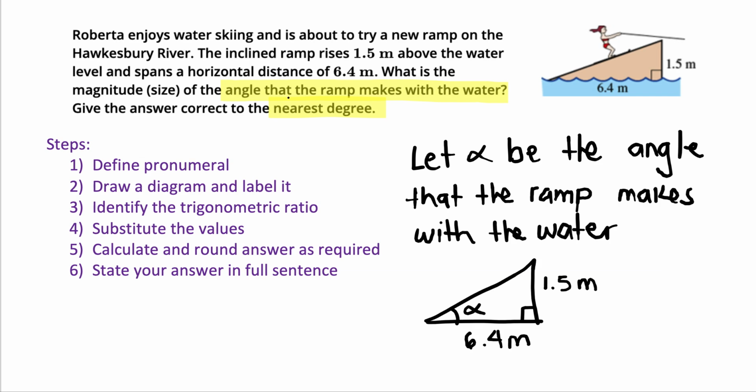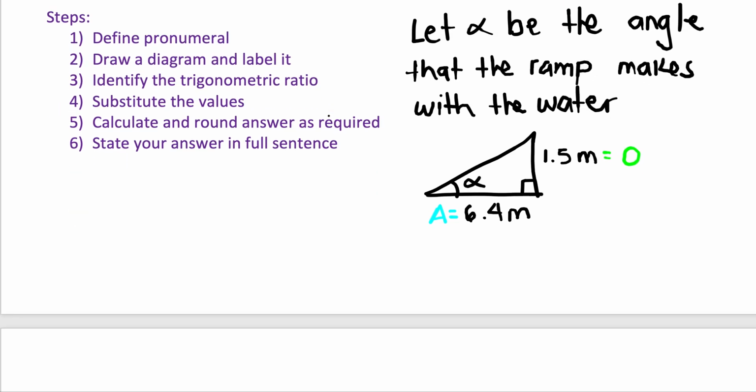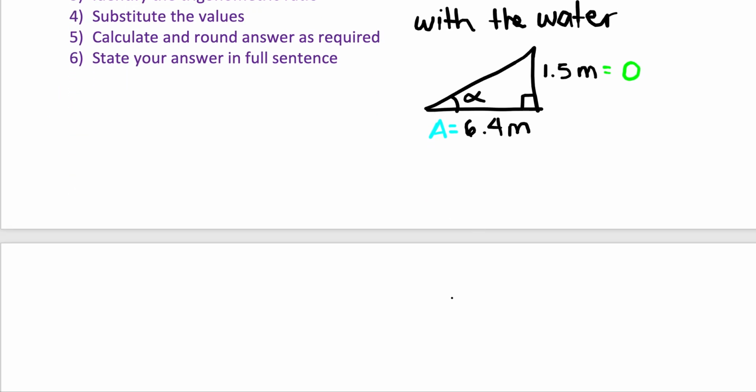Now I'm going to label it. So the opposite side is going to be the 1.5 meters, and then the adjacent side is going to be 6.4. Okay, now I have to identify the trigonometric ratio that I'm going to be using. So SOH CAH TOA. I know that I'm going to be using tangent. So let's do it here. tan of alpha is going to be equal to opposite over adjacent, which is 1.5 over 6.4.